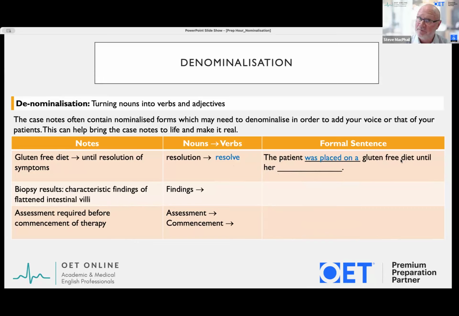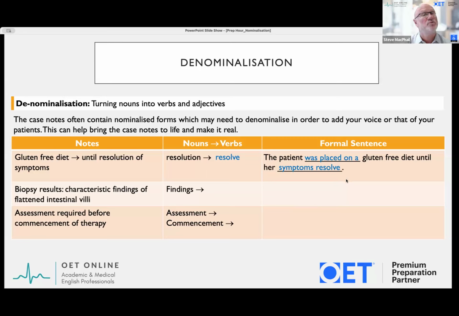So that was placed on by the health professional. We're focusing on the patient. We've used the passive form, was placed on. Make sure you add that to your vocabulary list. So you place someone on a diet until her symptoms resolve. All right, nice formal style there.